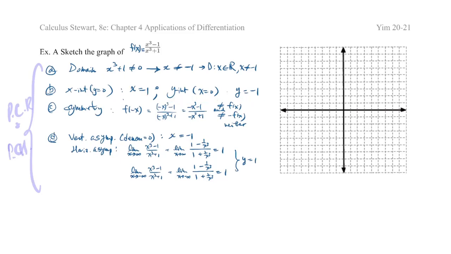Symmetry, I put in f of -1. That's neither equal to f of x nor negative f of x. So this is neither even nor odd. It's okay. So if there's a symmetry, great. If not, we move on. And horizontal asymptote, when x goes to infinity and negative infinity, it turns out they're both 1. So I know that my horizontal asymptote is 1.